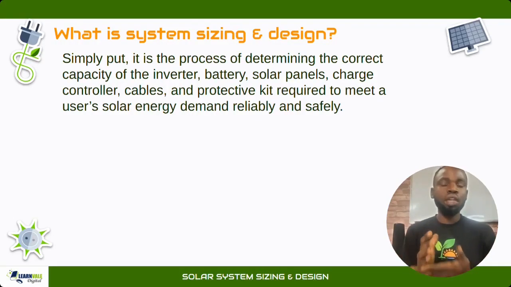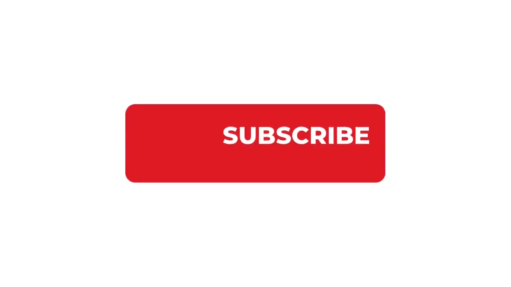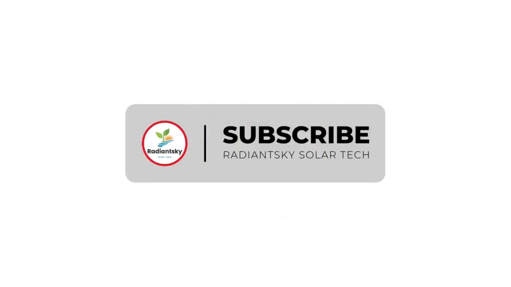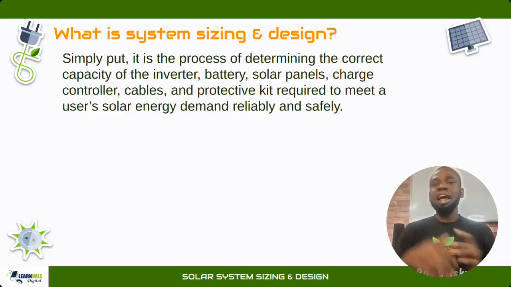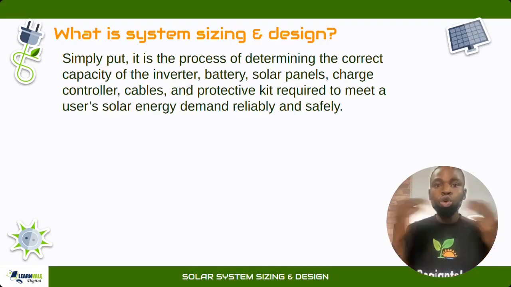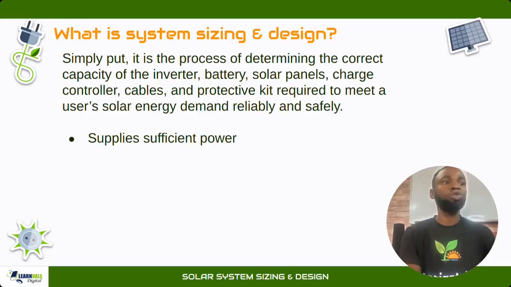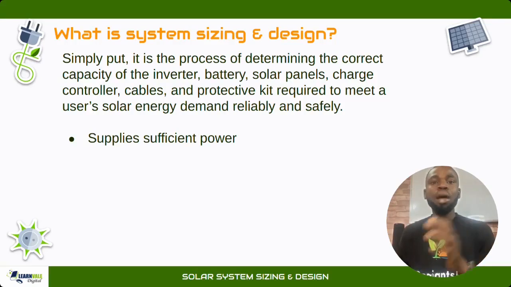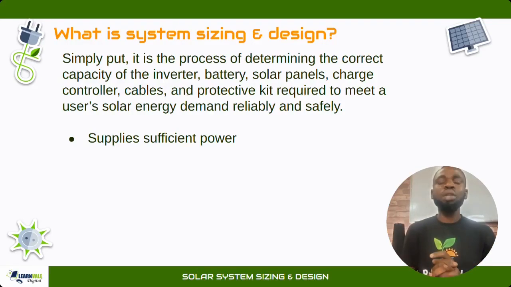So solar sizing gives you the opportunity to quote the right capacity that will be needed to power the right need. When you are quoting a system and talking about solar sizing and design, there are a few things you need to keep in mind about your goal. One of them is to supply sufficient power. Whatever the person needs, the person can come to you and say, I need to power certain appliances for a certain number of hours a day. The essence of conducting a system sizing and design is so that you'll be able to power the person's need sufficiently.